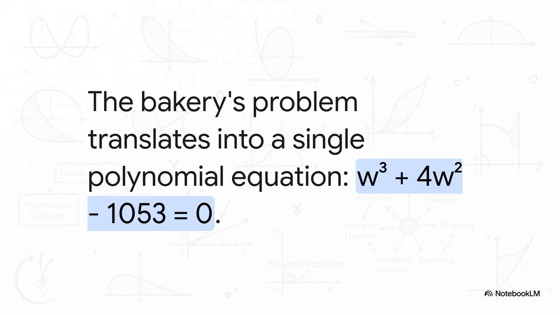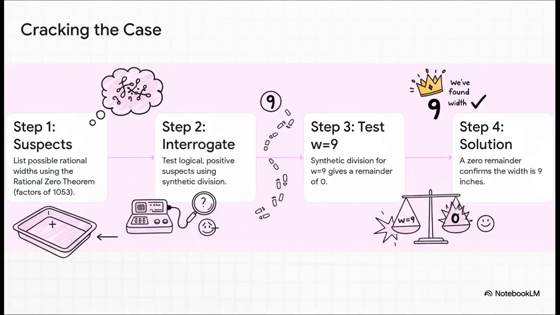So when we take all that information from the bakery, the volume, the length, the height, and translate it into algebra, it all boils down to this one equation right here, where W is the width of the pan. The mystery is now in a language we know how to speak. We just follow our process. Step 1. Line up the suspects. The rational zero theorem gives us a list of all the factors of 1053. Now, since a cake pan can't have a negative width, we only need to interrogate the positive suspects.